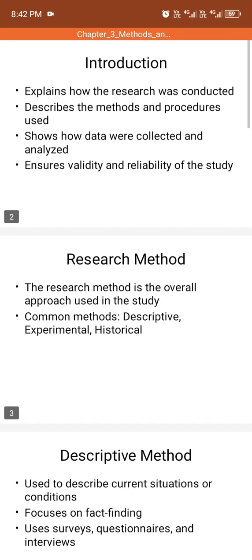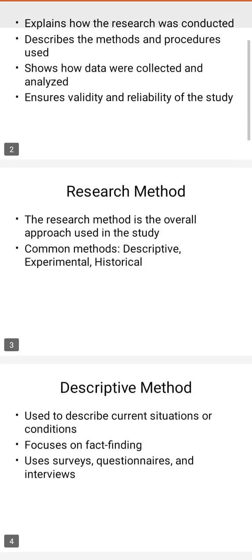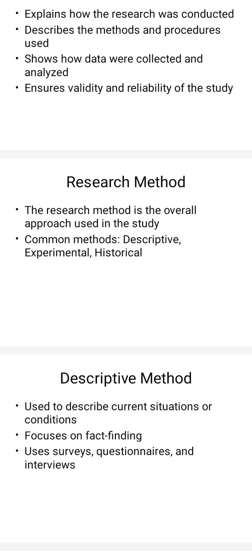So, the method of research. The method of research used, whether historical, descriptive, or experimental, should be explained briefly. For example, suppose the descriptive method of research was used in a study of the teaching of science in the high schools of a province.